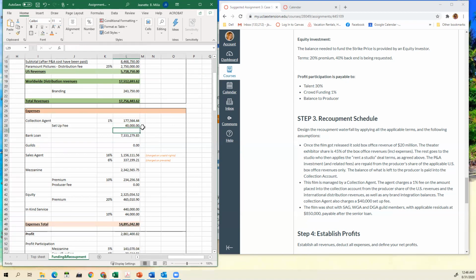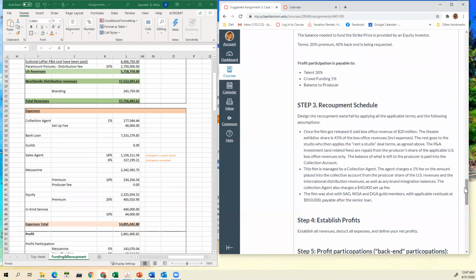So I'm going to put that in here. This is where we are. So altogether, we have to pay now 177 plus the 40. The bank loan is obviously our gross bank loan, which we established earlier was $7,333,279.85. The guilds, I'm looking at if we have to pay anything in guild residuals. Let me see. Here, $850,000. So I'm going to put that in here. Okay, it's 850. So there we go.